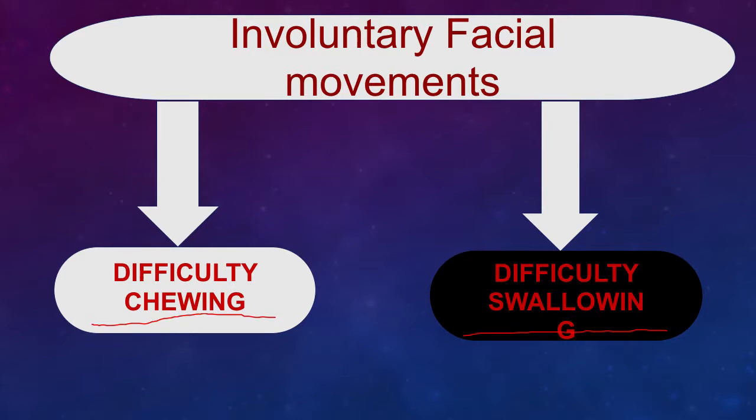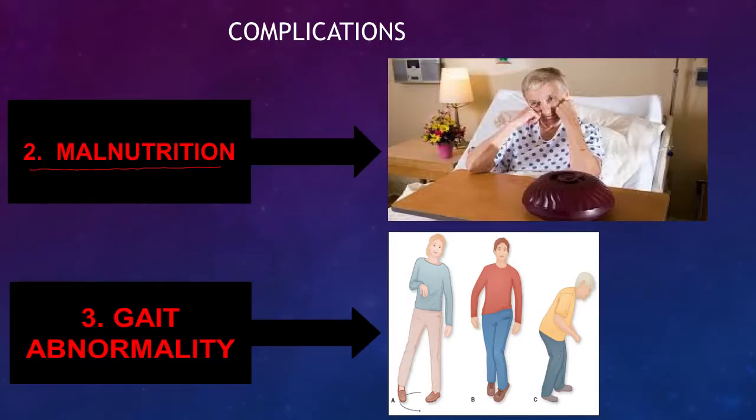Aside from the difficulty swallowing, the involuntary facial movements for the patient with Huntington's disease may also lead to difficulty chewing. When that happens, the patient with Huntington's disease cannot get all the vitamins and the minerals from the food that they eat. So it leads to malnutrition, as you can see here.